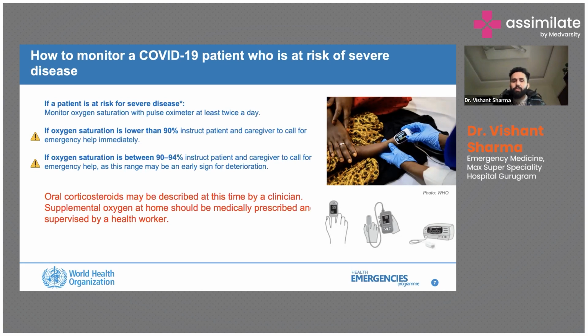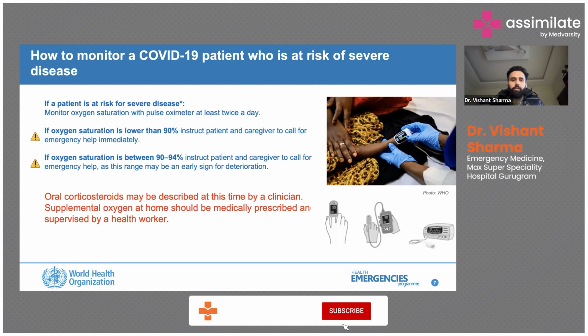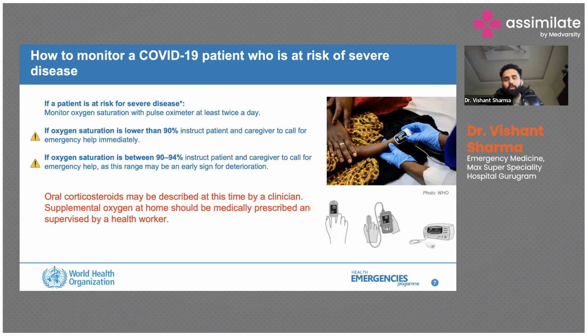If oxygen saturation is low, less than 90%, we instruct the patient and caregiver to call the emergency immediately. If oxygen saturation is between 90 and 94, instruct the patient and caregiver to call for emergency help, as this range may be an early sign of deterioration. So I'll discuss here only.